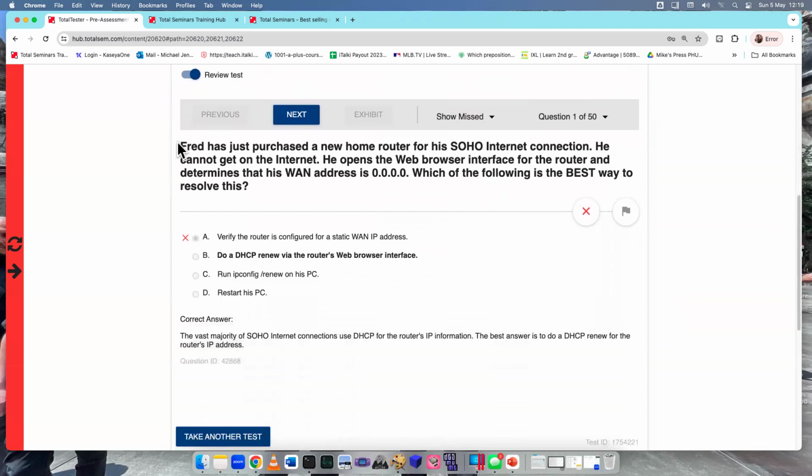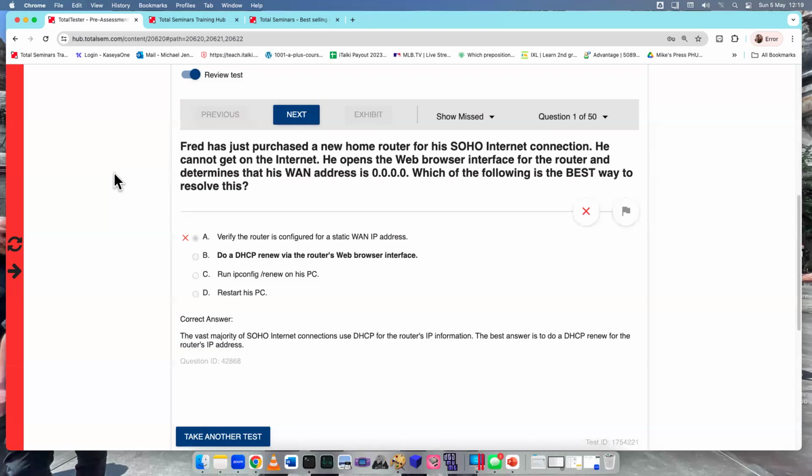Okay, let's read it. Fred has just purchased a new home router for his SOHO internet connection. He cannot get on the internet. He opens the web browser interface for the router and determines that his WAN address is 0.0.0.0. Which of the following is the best way to resolve this?